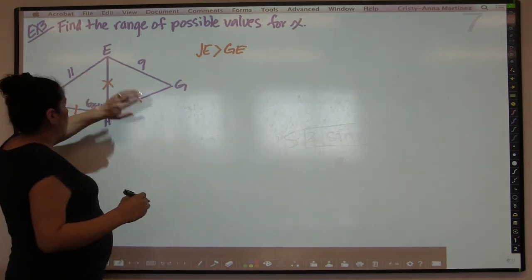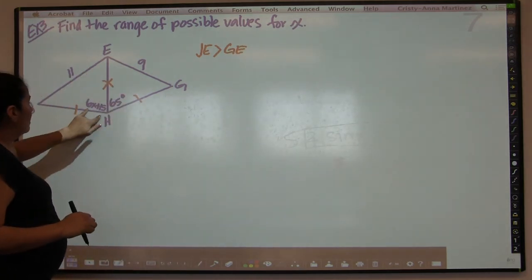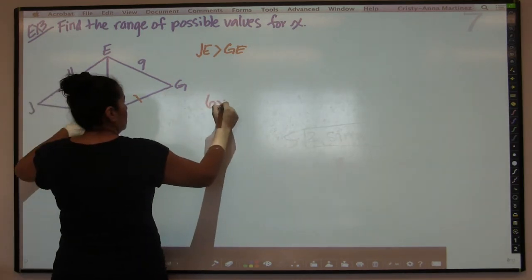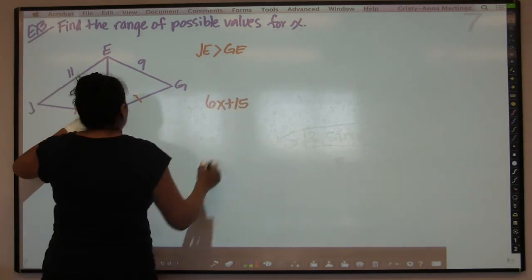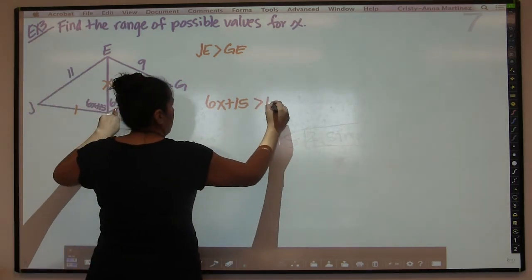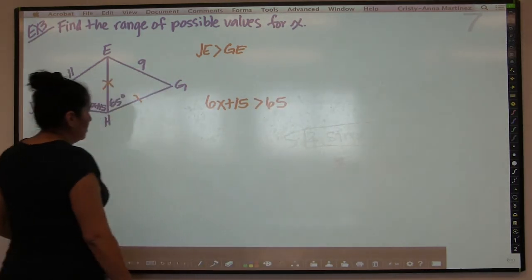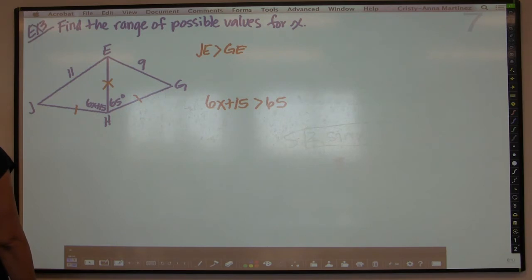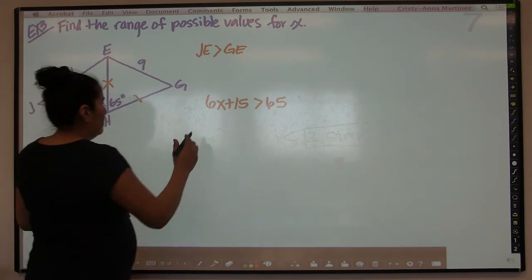So JE is larger than GE, which means that the angle here, 6x plus 15, has to be larger than the 65 from the other triangle. According to the converse of the Hinge theorem, that relationship has to happen. So now all we have to do is find the value for x. That's our first part.